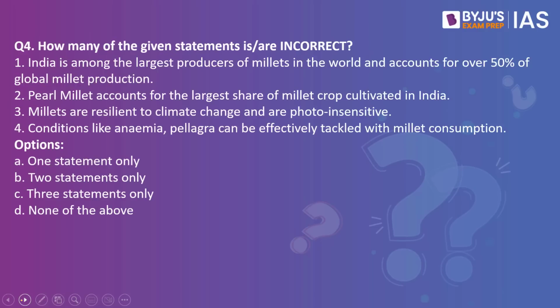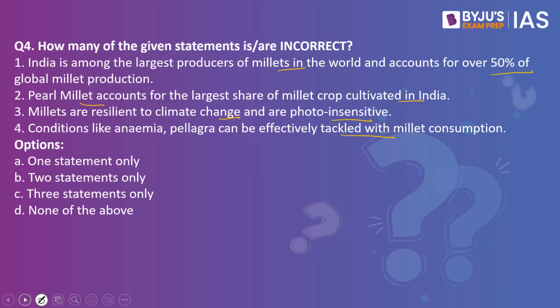Moving on to question number 4. How many of the given statements is or are incorrect? Number 1, India is among the largest producers of millets in the world and accounts for over 50% of global millet production. Number 2, pearl millet accounts for the largest share of millet crop cultivated in India. Number 3, millets are resilient to climate change and are photo-insensitive. Number 4, conditions like anemia, pellagra can be effectively tackled with millet consumption.